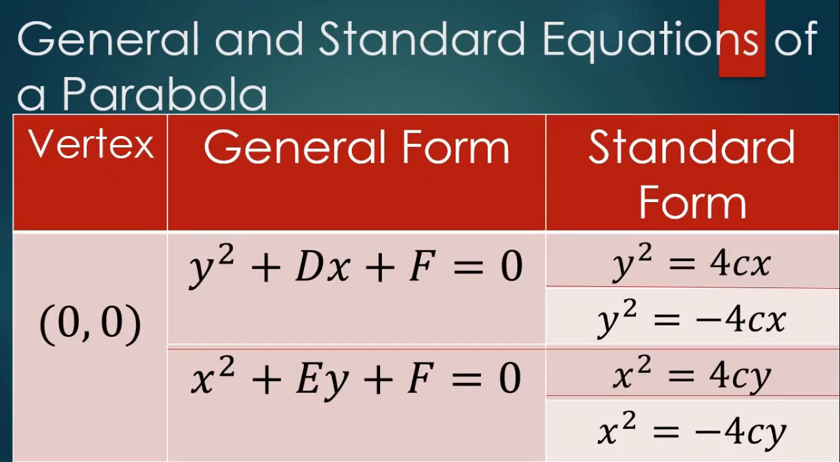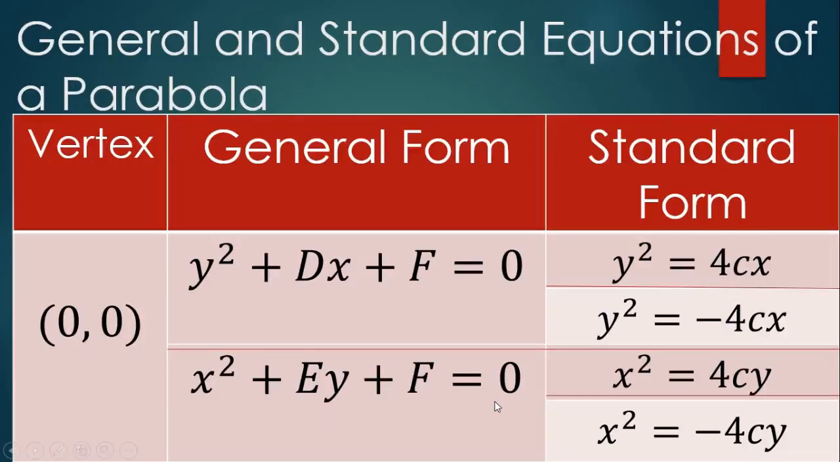From the given slide, we have here the equations of parabola with vertex at the origin, or V is at (0, 0). The standard form or equations of a parabola is y squared equals 4cx, y squared equals negative 4cx, and its general equation is y squared plus dx plus f equals 0. While if the standard form of the parabola is x squared equals 4cy or x squared equals negative 4cy, the general form is x squared plus ey plus f equals 0.